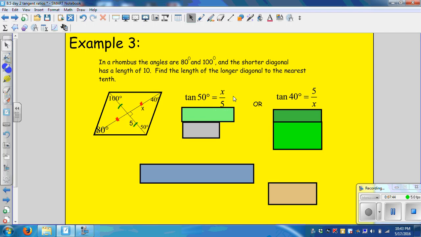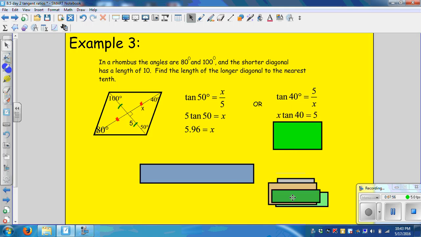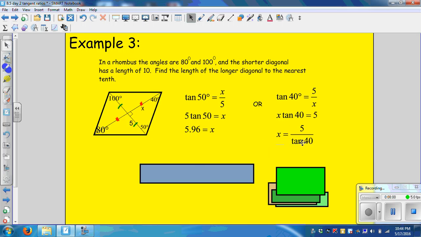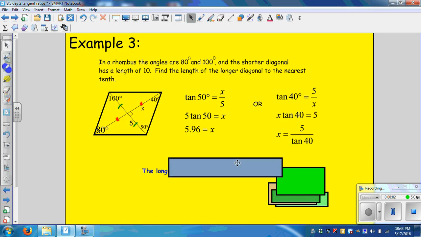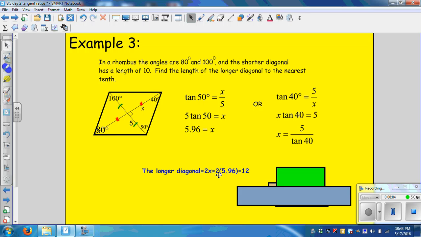So to calculate both of these, for this first equation you multiply both sides by 5, and then using your calculator, you get 5.96. And for this one as well, you would cross multiply, but you'd also have to do an extra step of dividing by tan 40. And this one also would give you 5.96. So when you double this, you get 2 times 5.96, which is pretty close to 12. So the longer diagonal is about 12.